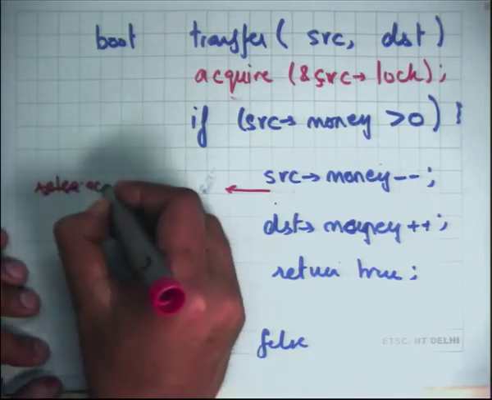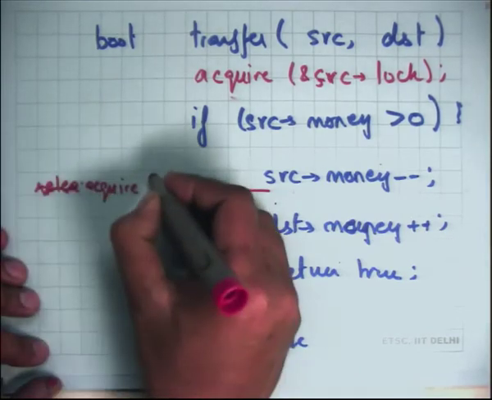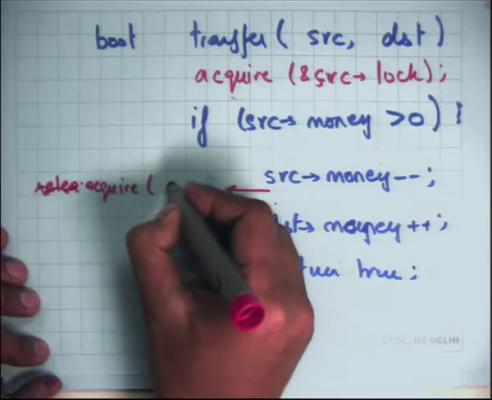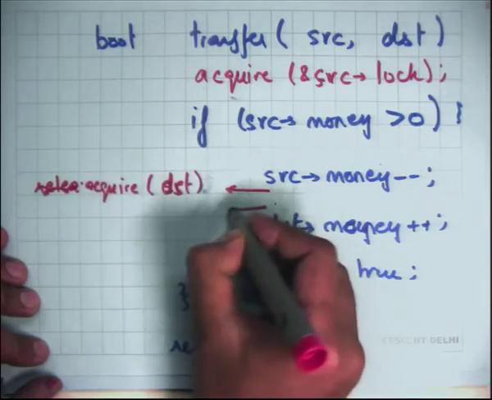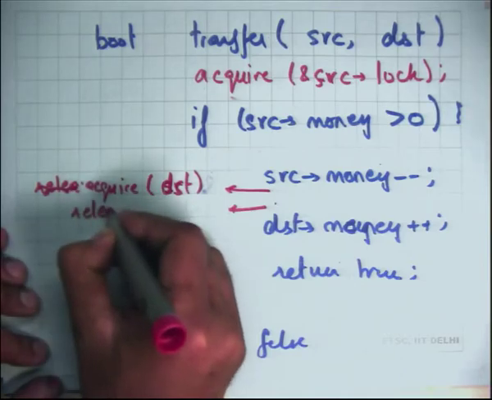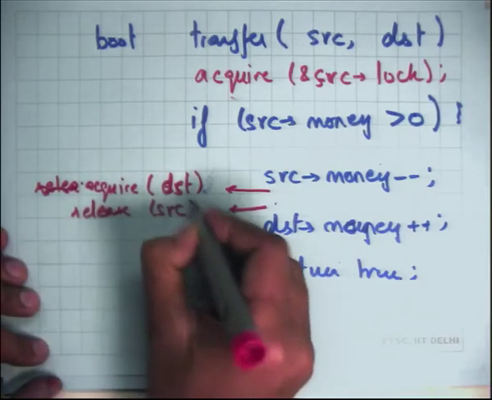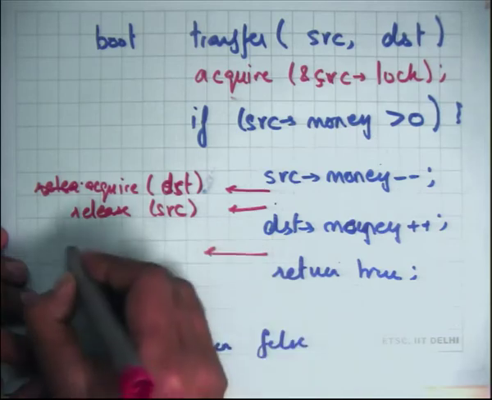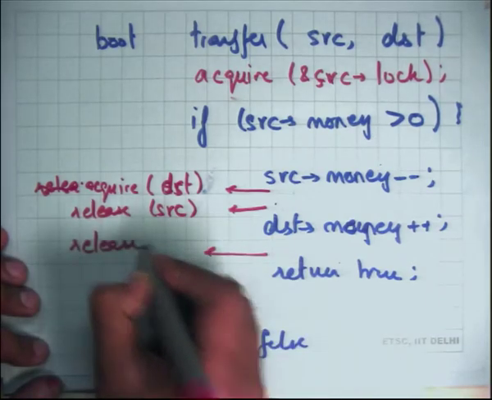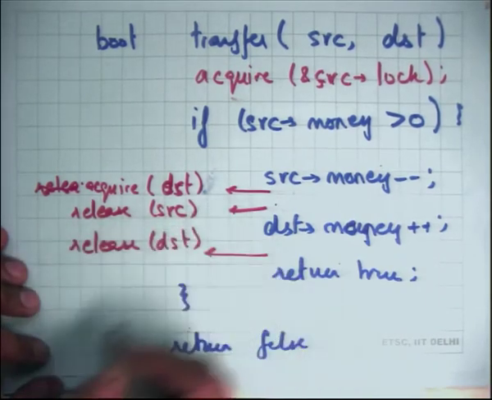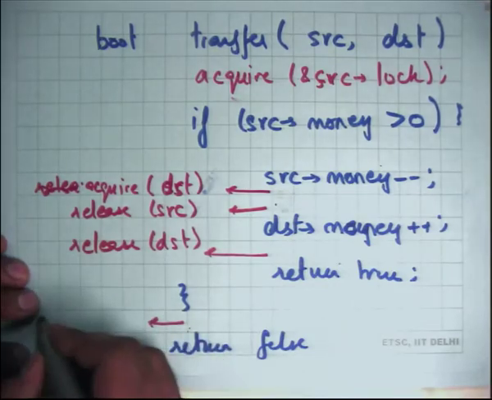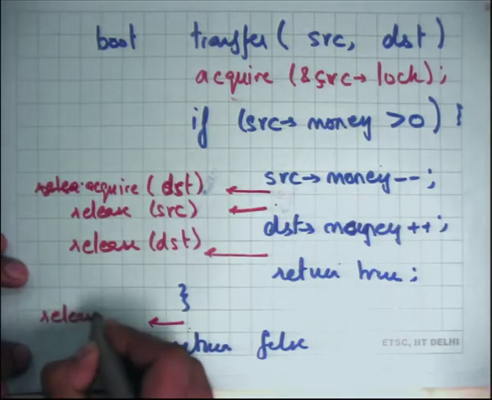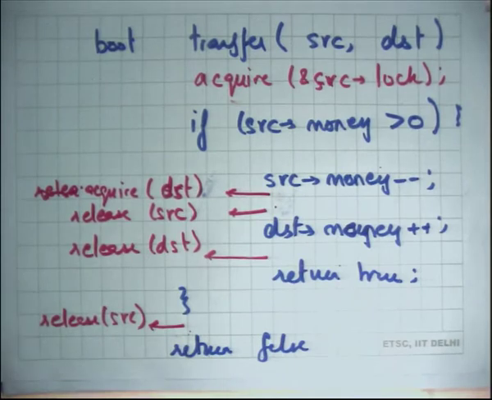So here's the suggestion. Let me just shorthand it. You acquire source, you acquire destination, you release source, and then you release destination.